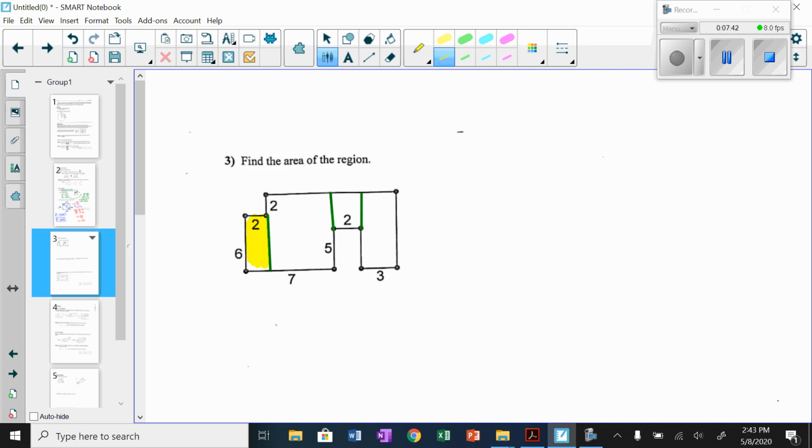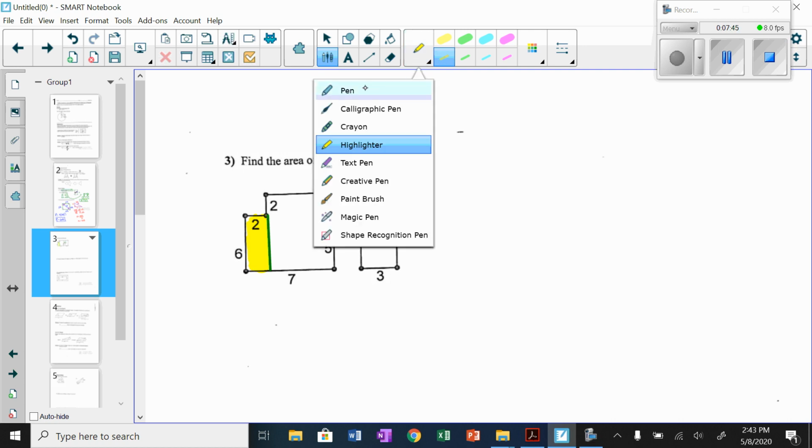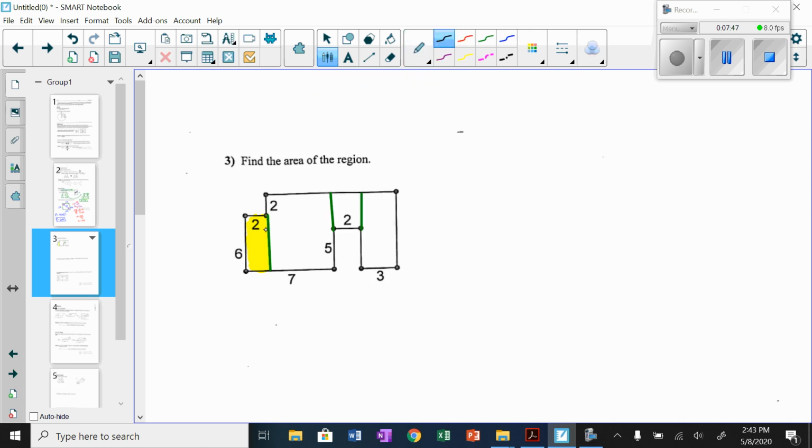Okay, so here's my first rectangle. How do you find the area of a rectangle? Base times height. So 6 times 2 is going to give us 12. Now we're going on to our next rectangle. Let's highlight that in blue.